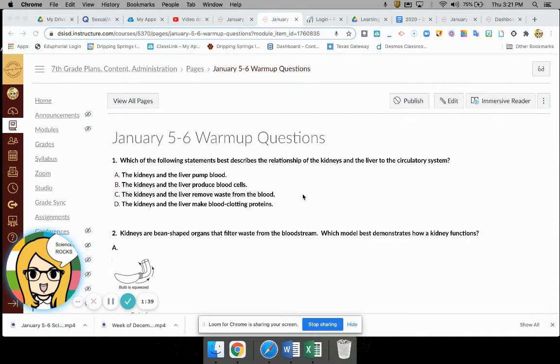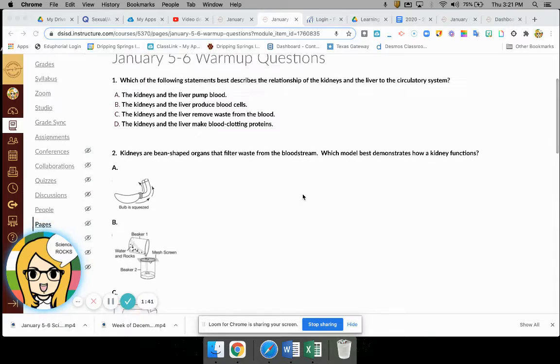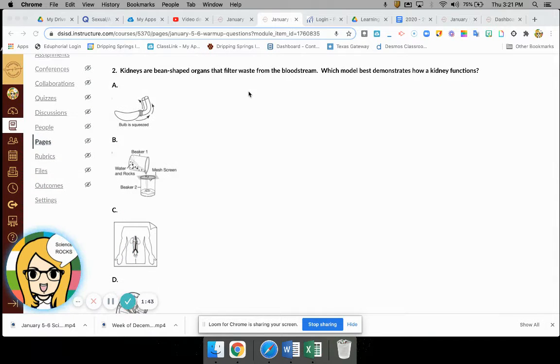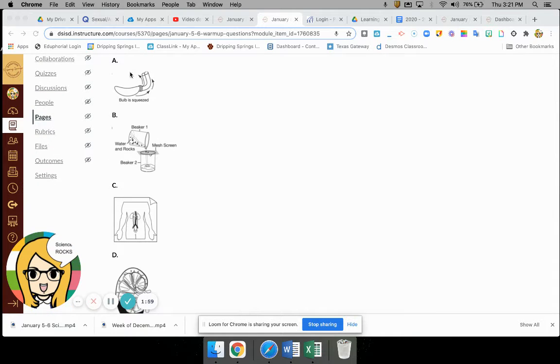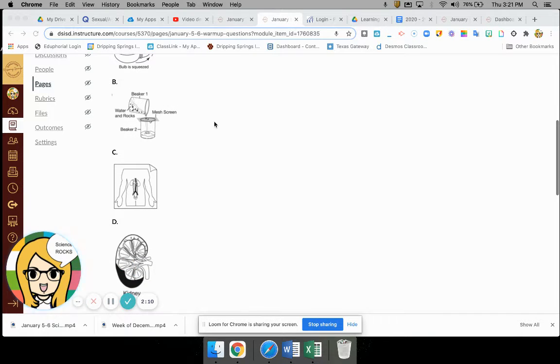the excretory system. Number two, kidneys are bean-shaped organs that filter waste from the bloodstream. Which model best demonstrates how a kidney functions? Well, the question told you that a kidney is a filter, so you need a model that looks like a filter. So the bulb being squeezed, no, that might be what the bladder and the urethra look like, a model for the bladder or the urethra.